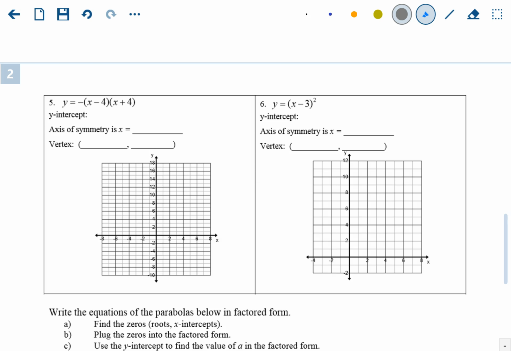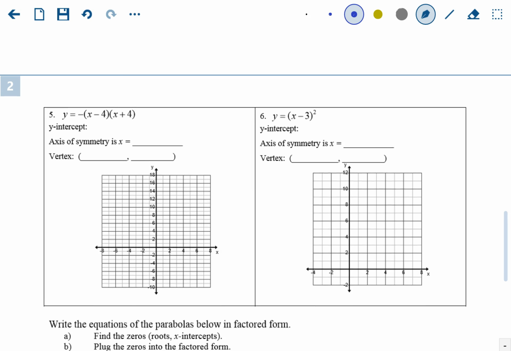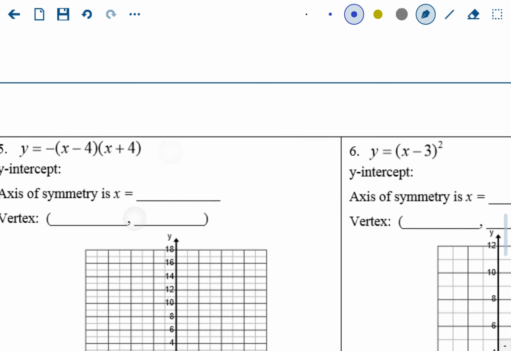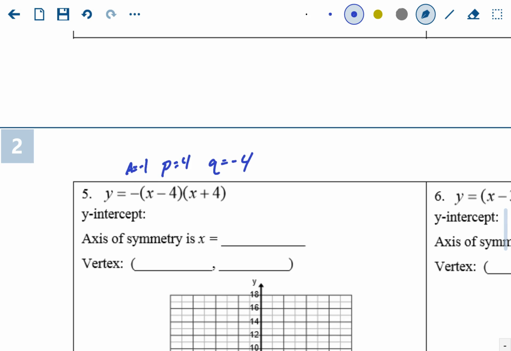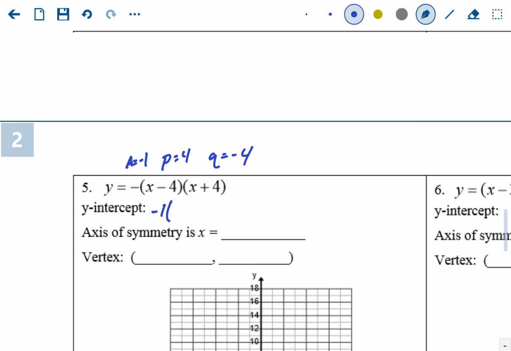Alright, again, I'm going to run through this kind of quick to make it not too long of a video. 5 and 6. The y-intercept, this one is in factored form again. It's x minus 4, x plus 4, difference of squares, if you remember that pattern. We got an a value of -1. We got a p value of 4. And we got a q value of -4. So our y-intercept is going to be a times p times q, which is positive 16.